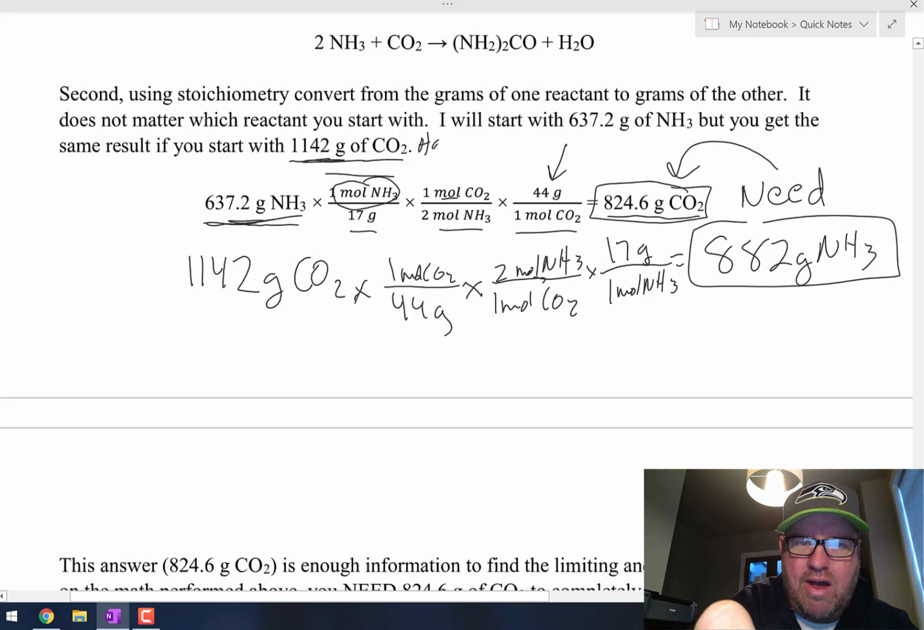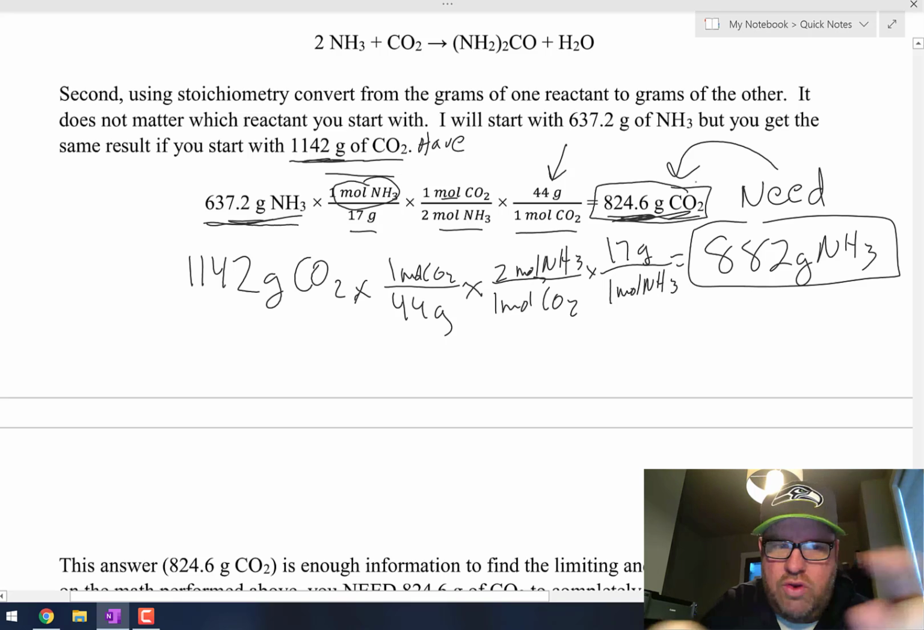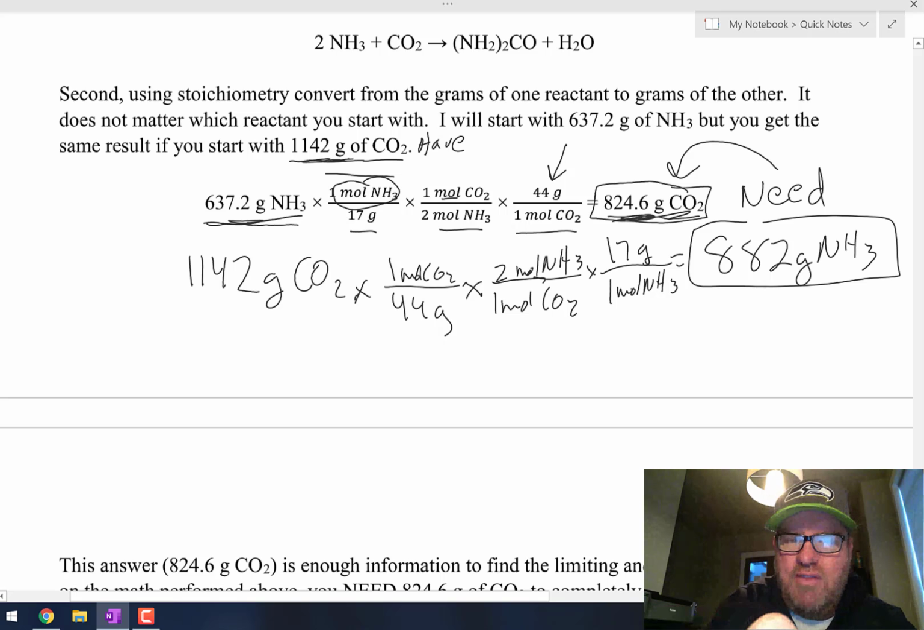Remember that the number in the problem is how much you have. The number that you get when you do the math is how much you need. So I need 824.6 grams of CO2. I have 1142. I have plenty of CO2. It's not going to run out, so NH3 is the limiting reactant.